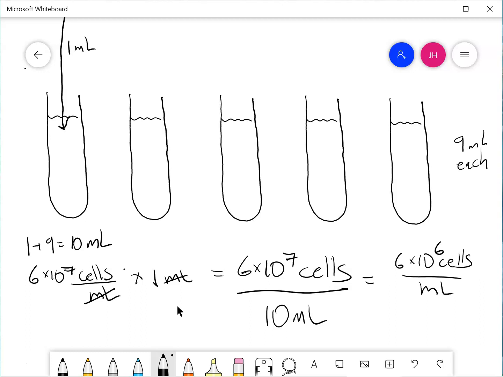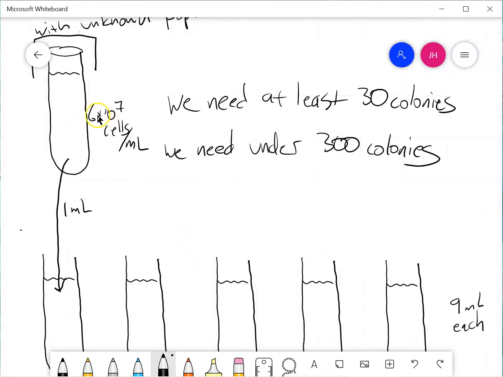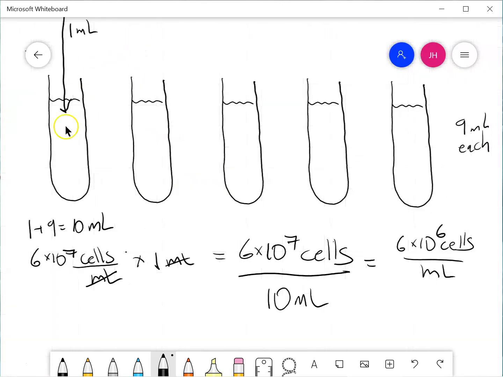Now, compare this number, which is the concentration in this tube, to this number, which was the concentration in our unknown sample. So this was 6 times 10 to the 7th cells per milliliter, and this is now 6 times 10 to the 6th cells per milliliter. And so if you've gone from 10 to the 7th to 10 to the 6th, that's a tenfold dilution. So we have diluted this tenfold.